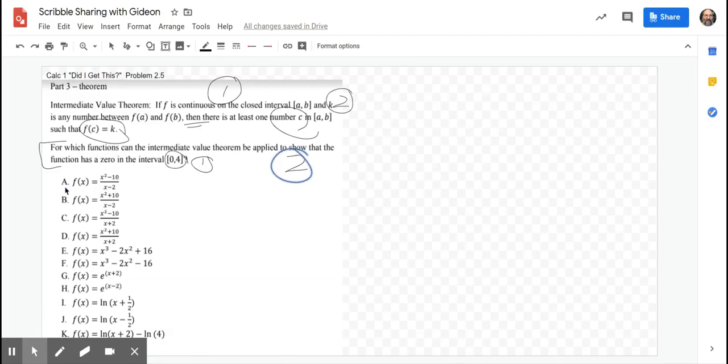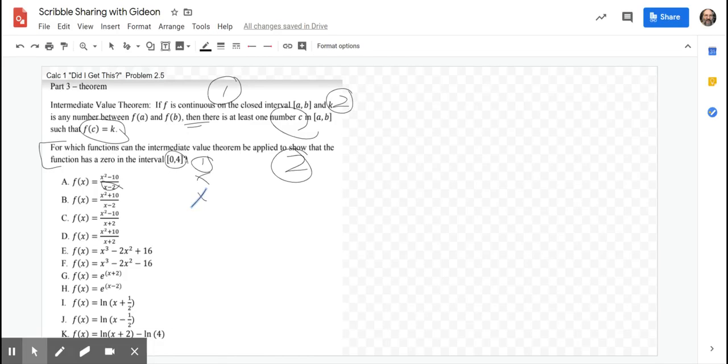part A. Can we confirm it's continuous on the interval 0, 4? And of course the answer is no, because that means it's got some craziness. It's not defined at x equals 2. So no, rule 1 is not fulfilled. B, rule 1 is still not fulfilled, right? When you plug in a 2, I don't care what the top is, the bottom is 0 and the function does not exist. So it's not continuous. C, -2 is the part that messes it up. -2 is the only way for this function to be not defined.